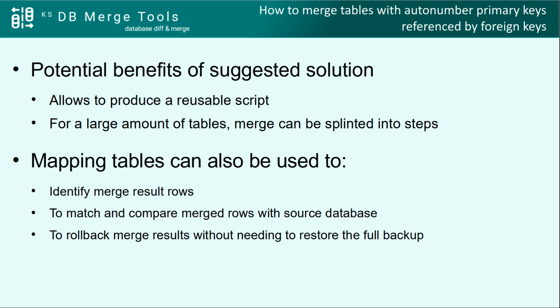Mapping tables can also be used to roll back merge results without the need to make a full restore of the database backup. This can be useful if the database is actively used, and with a restore, we may lose some data which is not related to our merge at all.